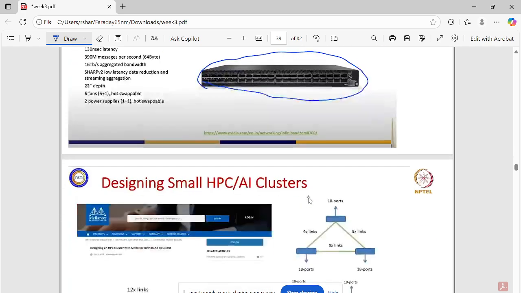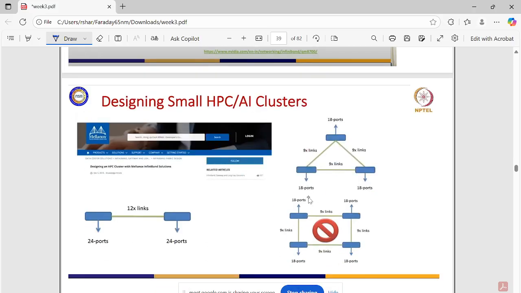Next, designing small HPC AI clusters. If we need to create a small cluster, we will take multiple servers, and we have to connect them all to that particular switch.